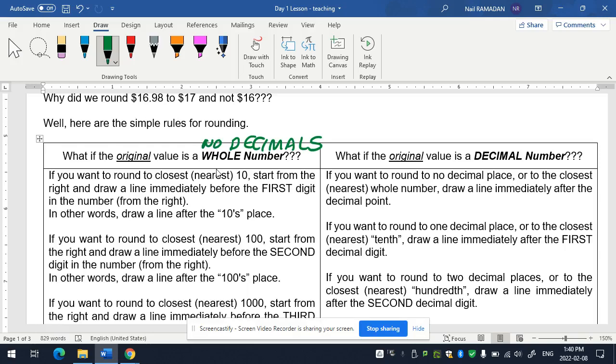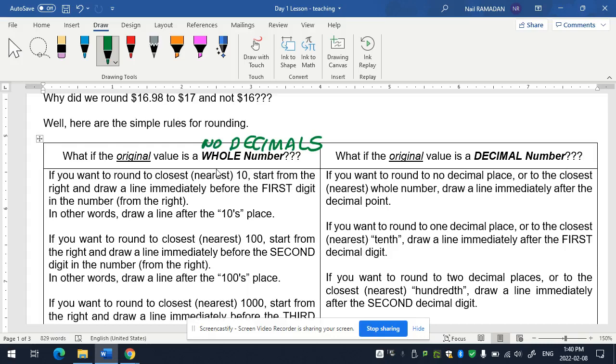You start from the right side of the number, and you draw a line immediately before the first digit of the number from the right. So, by the way, rounding is always from the right, and you move this way. Okay? So you put a line immediately before the first digit in the number from the right. In other words, draw a line at what we call, I know you remember this from grade school, the tens place or the tens spot. There are ones, tens, hundreds, thousands, and so on.